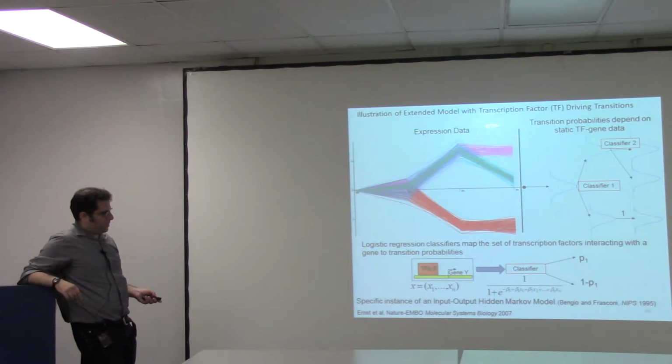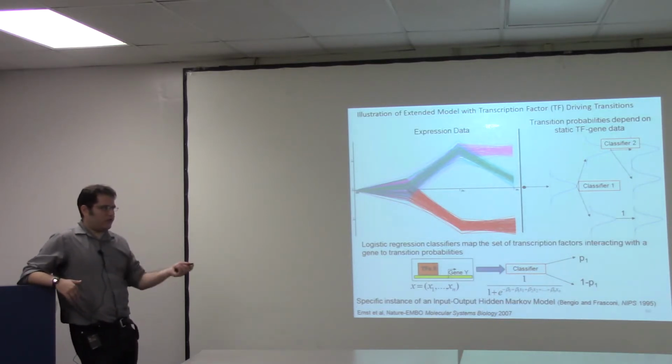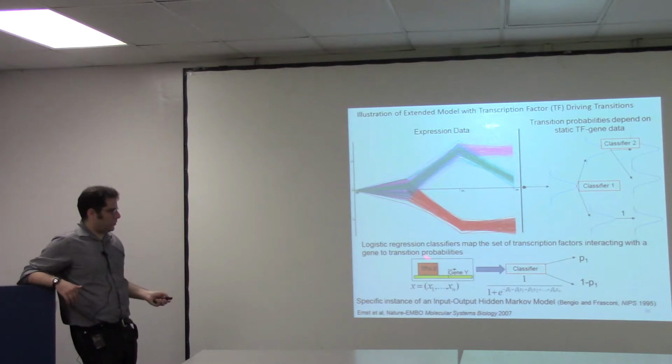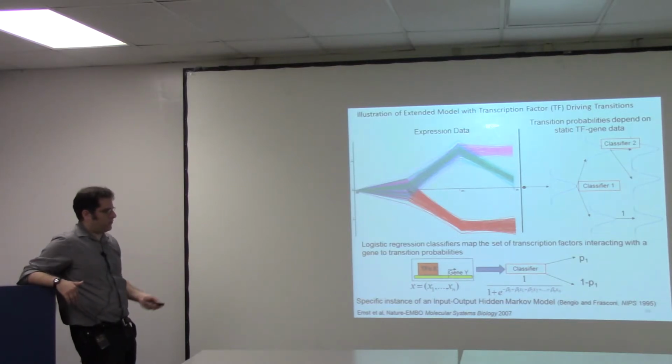And this is a specific instance of something called an input-output hidden Markov model, which extends a normal hidden Markov model in that the transitions now depend on additional input. That's not your observation. So you can think of it as you have some input here. The input is like the static transcription factor gene data, and that's going to affect the observations you see, and we're allowing it to influence them through the transition probabilities.